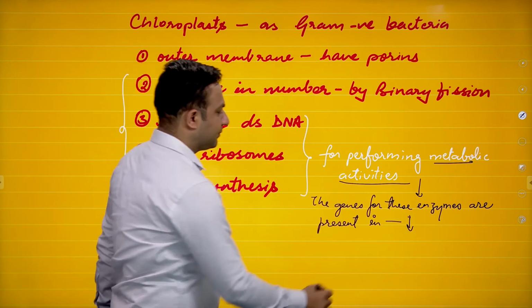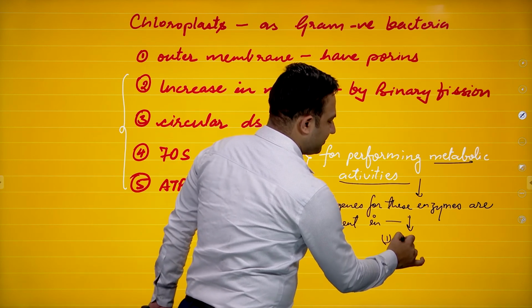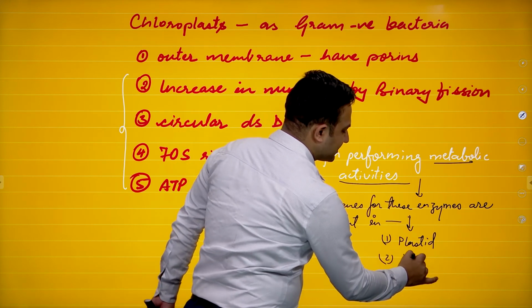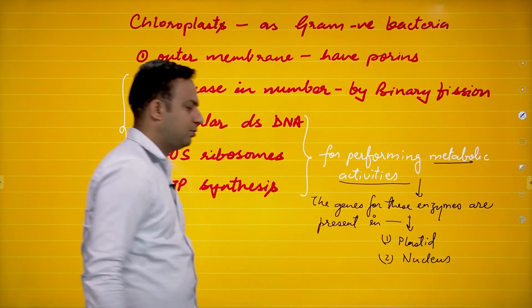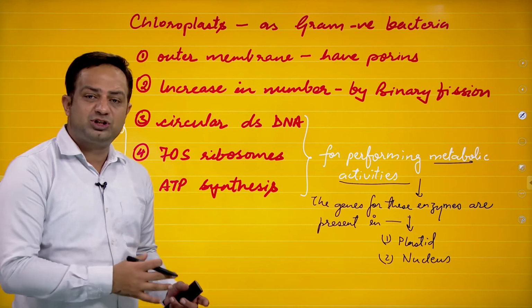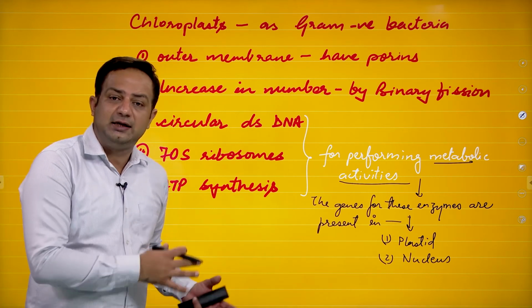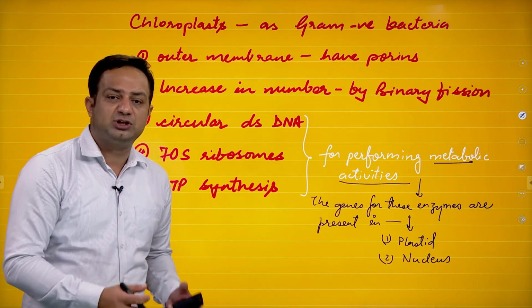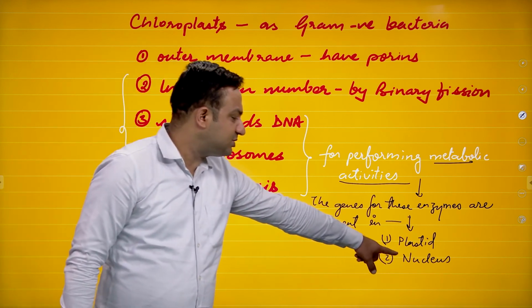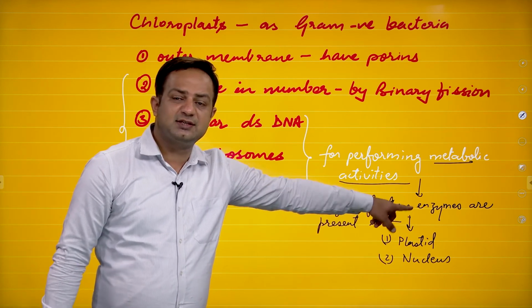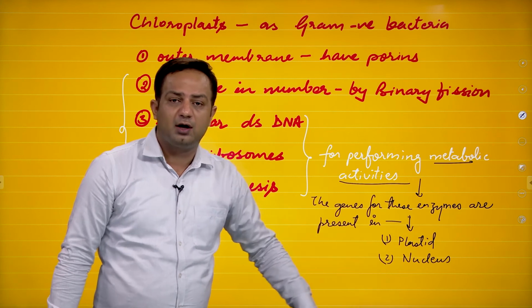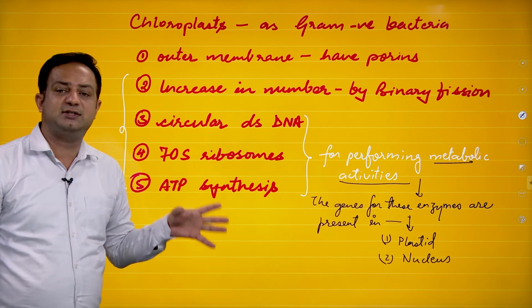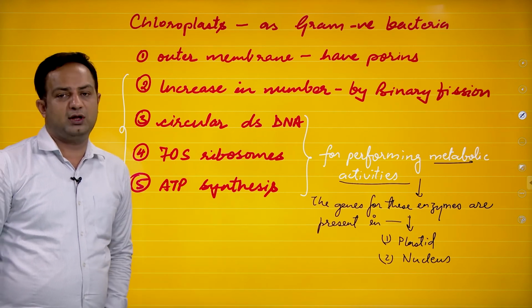The first, obviously plastid, no doubt. Number two, nucleus. Oh, I was about to state the chloroplast as independent as a cell, but still I am not able to mention this thing. Why? Because again the genes for the enzyme synthesis are located in the nucleus as well, or the genes for the enzymes they require to perform their metabolic activities are coming from nucleus as well.